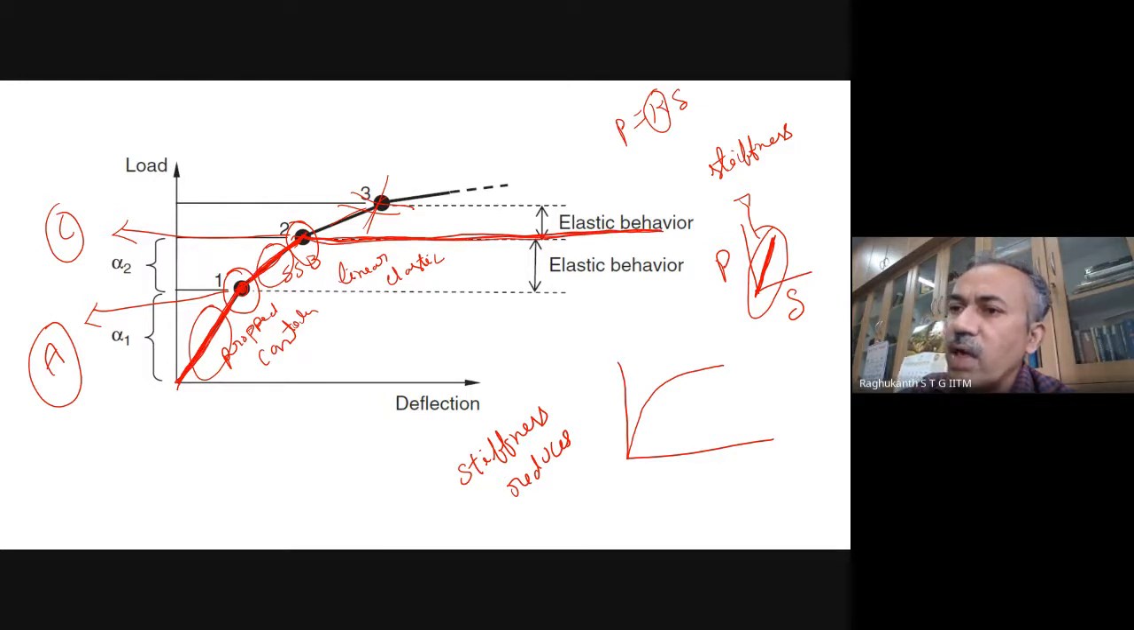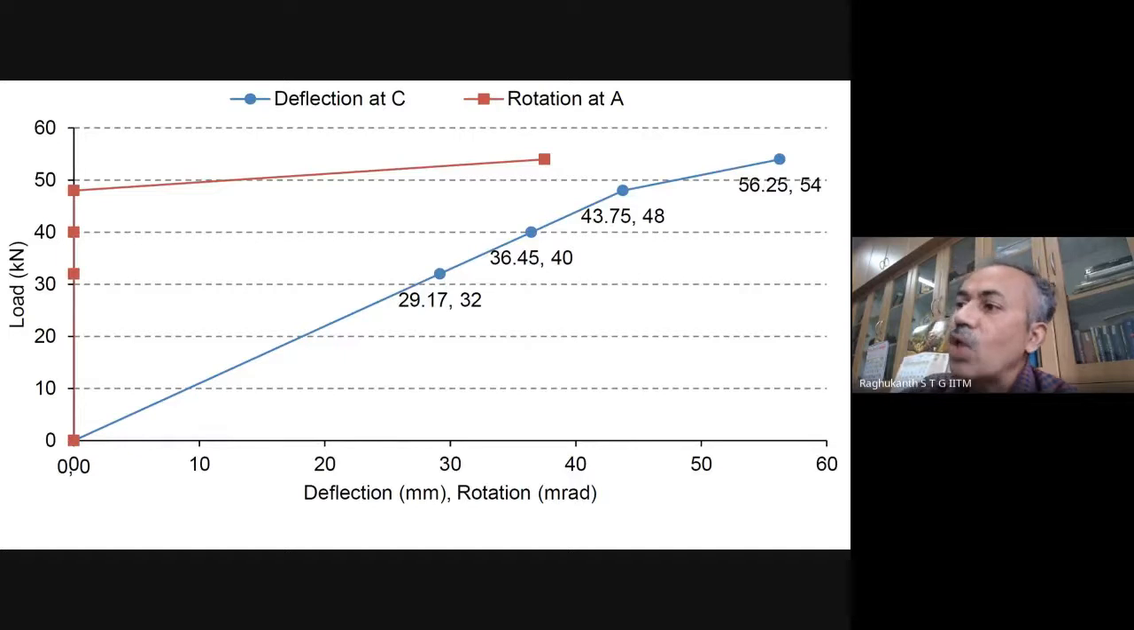So this is our load versus deflection diagram. It happens something like this. This is a very important thing, you should remember. So now this is how the graph looks. If you draw it for the same problem, the loads are 32 kilonewtons, then 40 kilonewtons, then 48, then 54. So now these are the points.